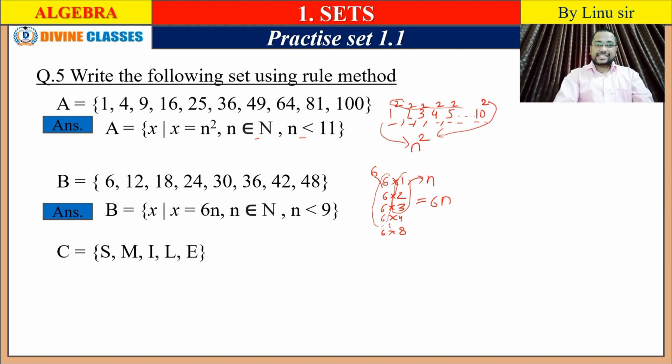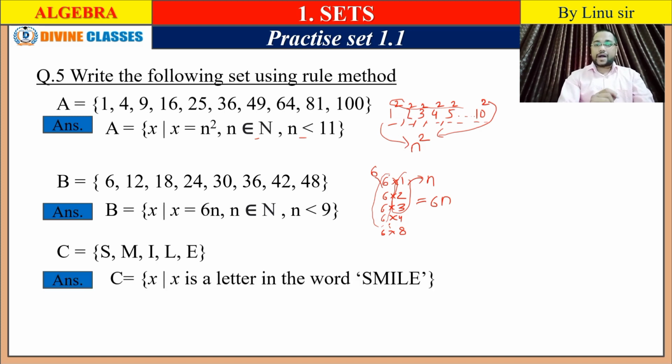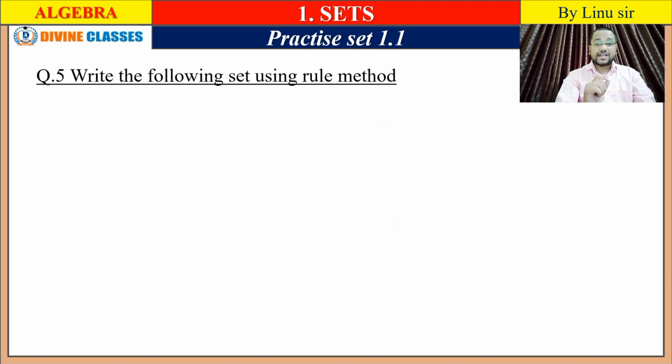Question number 3, C is equal to curly bracket open s, m, i, l, e, right? So the answer will be in this manner. This SMILE is the letters of the word smile, right? So we can write the answer in this manner: C is equal to curly bracket open x such that x is a letter in the word smile.